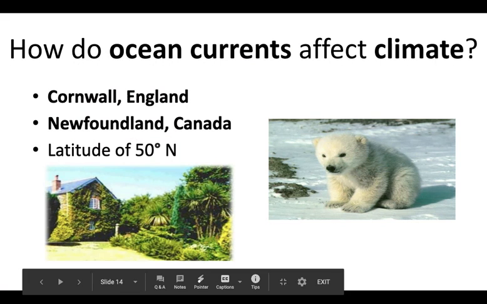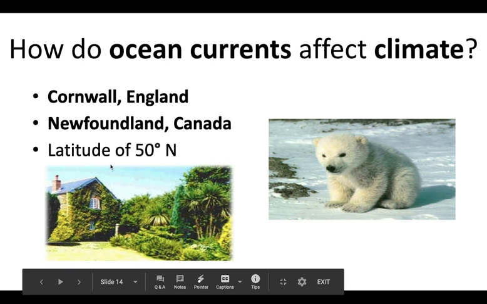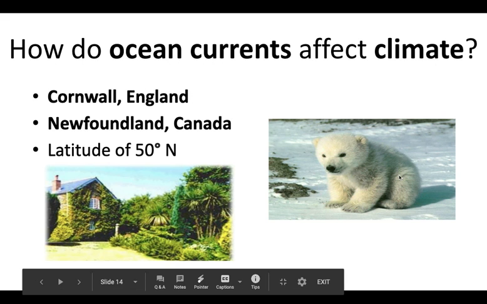So how do ocean currents affect climate? Well, we'll take a look at a couple examples. First of all, looking at Cornwall, England versus Newfoundland in Canada. Both of these locations are found along 50 degrees north latitude. This is a picture taken in Cornwall, England, and this is a picture taken in Newfoundland, Canada.